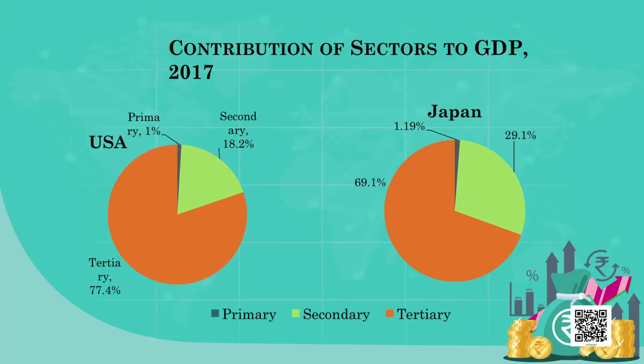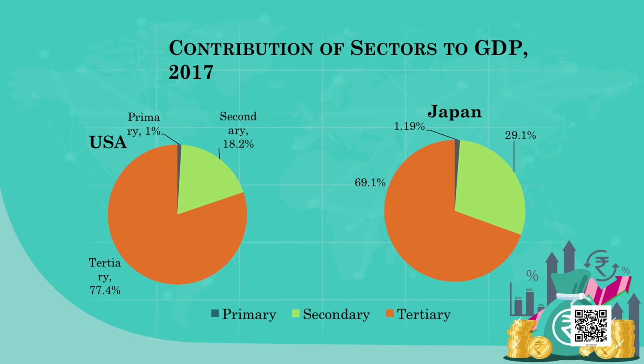I am just giving you some comparison of how other developed countries are performing in this area. Look at this chart, this pie diagram. If you look at the dark blue, how much is the primary sector in America, the USA? In case of GDP in America, only 1% is coming from agriculture.